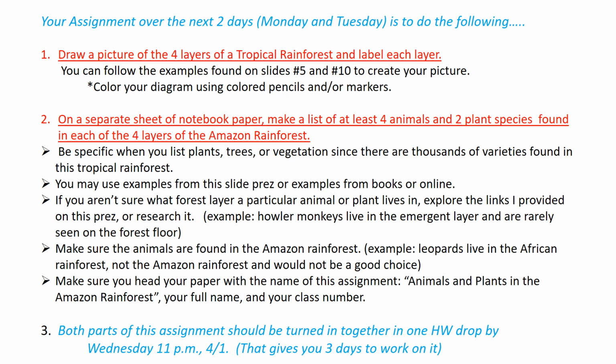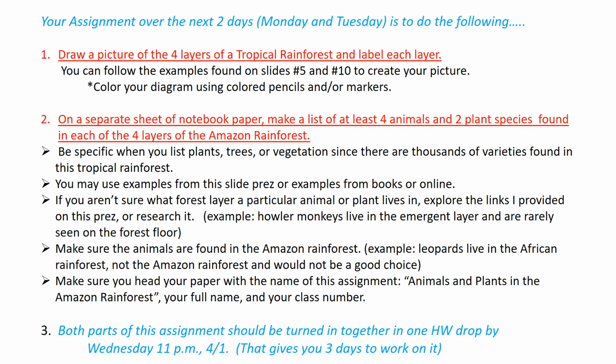Number 2, or part 2 of this assignment. On a separate sheet of notebook paper, make a list of at least 4 animals and 2 plant species found in each of the 4 layers of the Amazon rainforest. So here's some bullet points under this part 2. Be specific when you list the plants, trees, or vegetation, since there are thousands of varieties found in the rainforest.